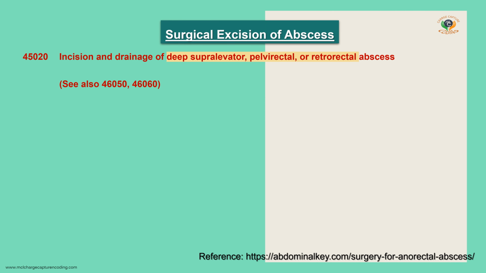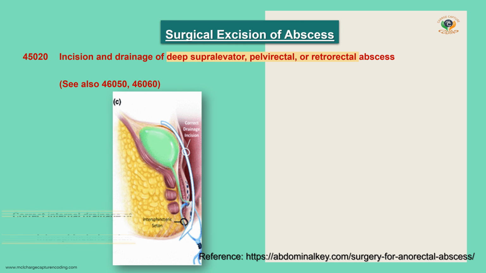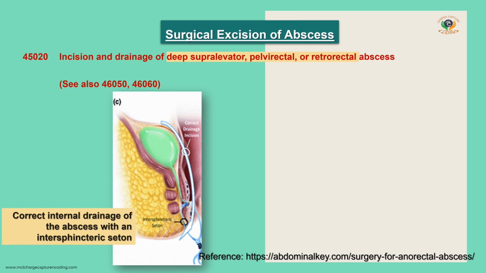For the surgical excision of a type 1 intersphincteric supraelevator abscess, report CPT code 45020. This code is appropriate for draining abscesses in deep cavities such as the supraelevator, retrorectal space, or pelvirectal cavity. Please refer to Figure C for correct internal drainage of the abscess with an intersphincteric septum.